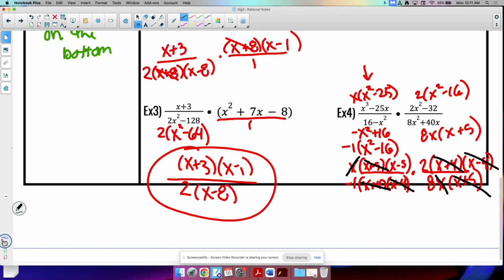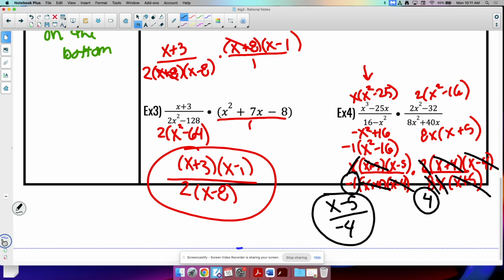So the 2 and the 8, the numbers can still reduce like normal numbers. So what number divides both 2 and 8? 2, so that 2 is gone. What's the 8 going to turn into? 4. So up top, we just have x minus 5 left over. On the bottom, negative 4. Because that negative 1 was hanging out in front. The 4 was reduced from the 8. So multiplying fractions, it's literally just simplifying. It's just more pieces. Do you guys have questions on how to multiply?